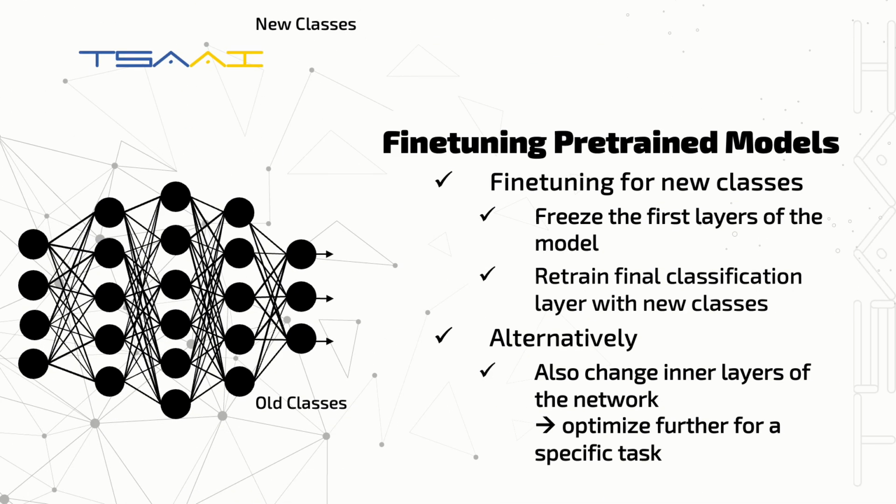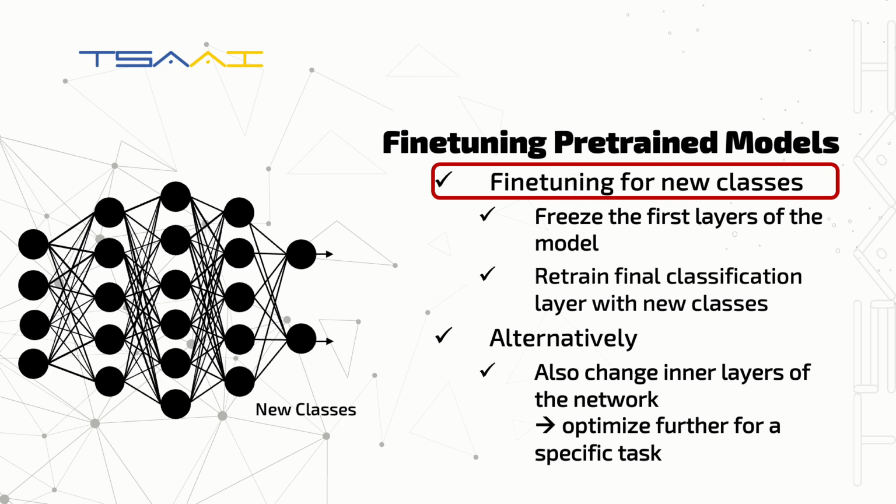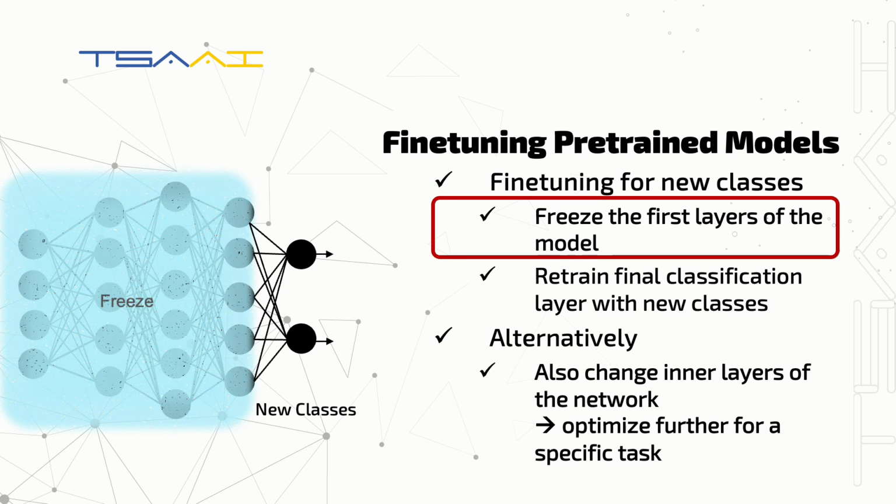But how does model fine-tuning actually work? When we start with a pre-trained model, it already comes with weight factors, having been trained on a broad range of data spanning various classes. Now, when we need to address a specific problem that involves classes not covered in the original training, we follow a process. First, we freeze the initial layers of the model.